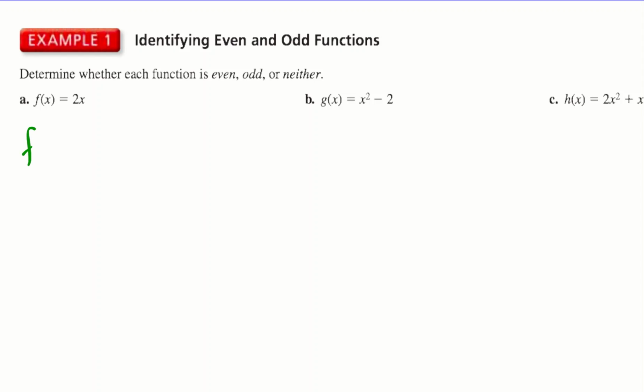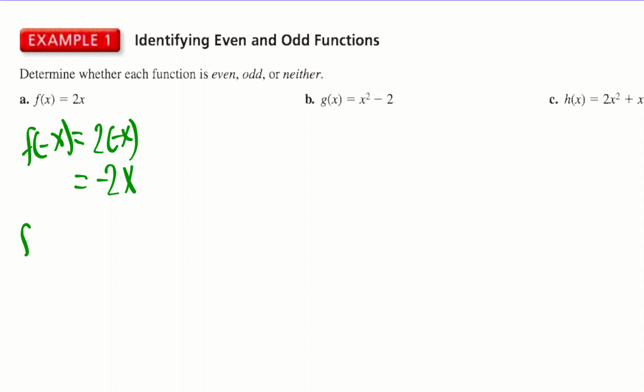Alright, so for the first one, what we want to do is make sure we figure out if this is an even function, an odd function, or neither. So we'll start off by substituting in a negative x. What we get from this is 2 times negative x, which is negative 2x.